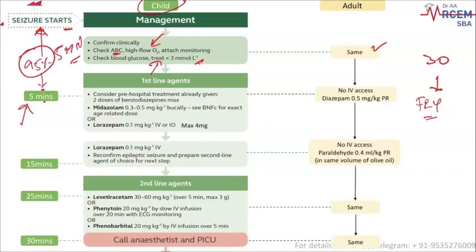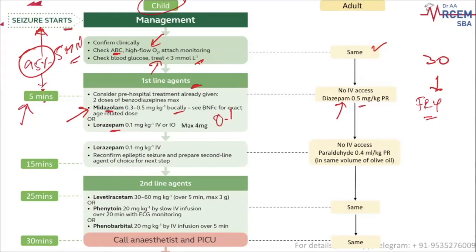The first line drug is a benzodiazepine. Most of the time when the patient is having an acute seizure, you may not be able to get an IV line. In a child, if you do not have an IV line, it is preferred to give midazolam buccally. In an adult, you will be giving diazepam per rectally, 0.5 mg per kg. If you have an IV line secured, in both adult and pediatric age groups, the preferred drug is lorazepam.